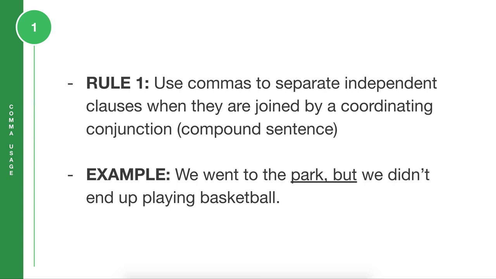In our example, you can see we went to the park. That is a complete thought by itself. It could be a sentence on its own. It is an independent clause. Then we have, but we didn't end up playing basketball. We didn't end up playing basketball, again, is an independent clause. And what we're doing here is we're combining 2 independent clauses into one sentence. So when we do that, we are going to put a comma and a coordinating conjunction, a fanboy, between those 2 independent clauses. That is rule number 1 for using commas.